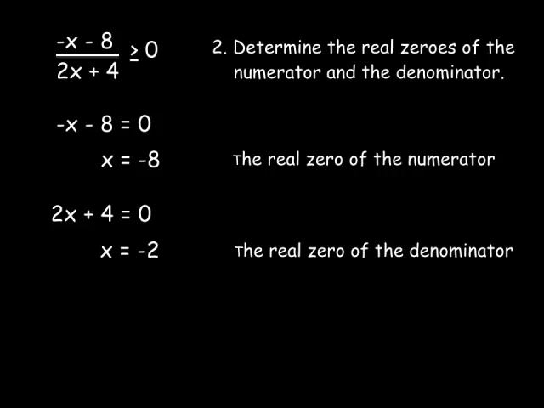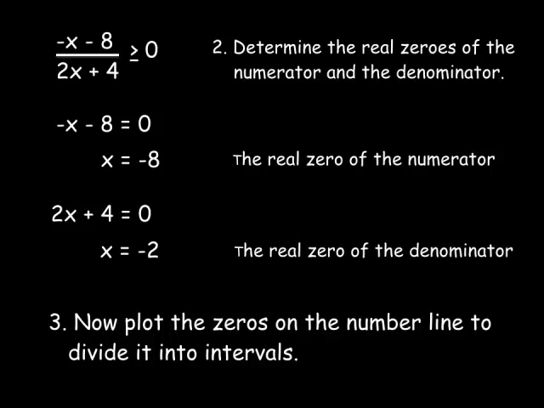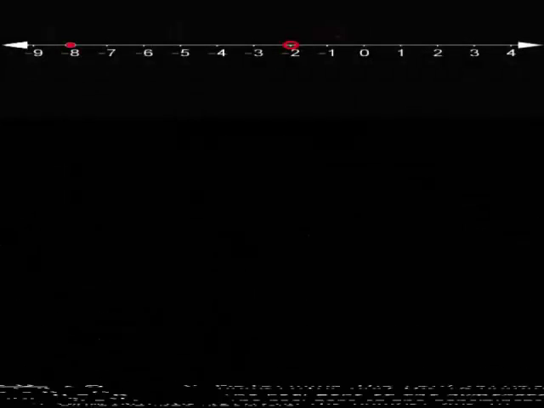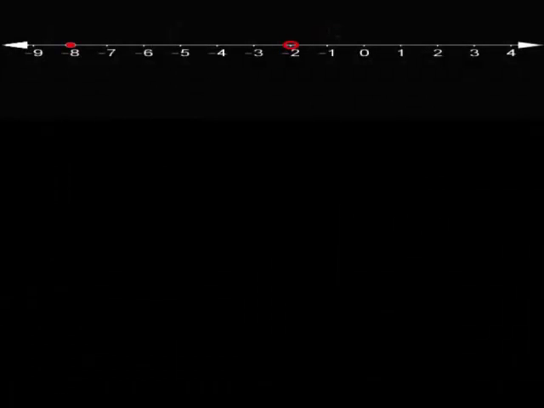Step 3. Plot these zeros on the number line to divide it into intervals. Note, 2 zeros will divide the real number line into 3 subintervals. We would like to define them. The first one is from minus infinity to −8. Then we have a subinterval from −8 to −2, and another from −2 to positive infinity.